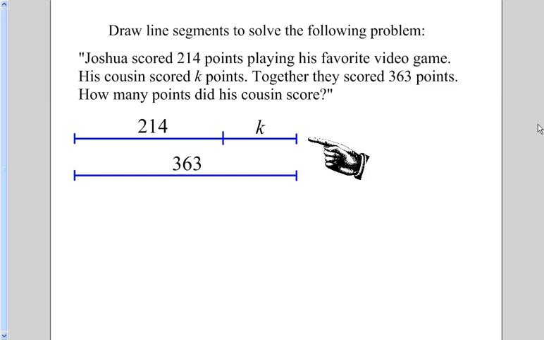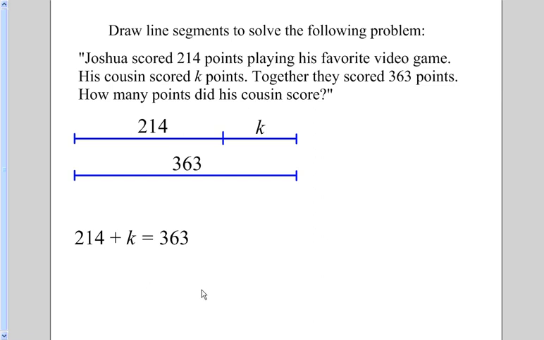We can see up here that this line segment, 214 plus K, is the same as this line segment, 363. So we can put this into an equation. 214 plus K equals 363. That's an equation then that we can use to solve the problem. This is the hardest work right here, being able to figure out what it is that we're asked to do, to translate this problem into this format. And using these line segments can really help us to see the relationship, and it can be a really helpful tool.